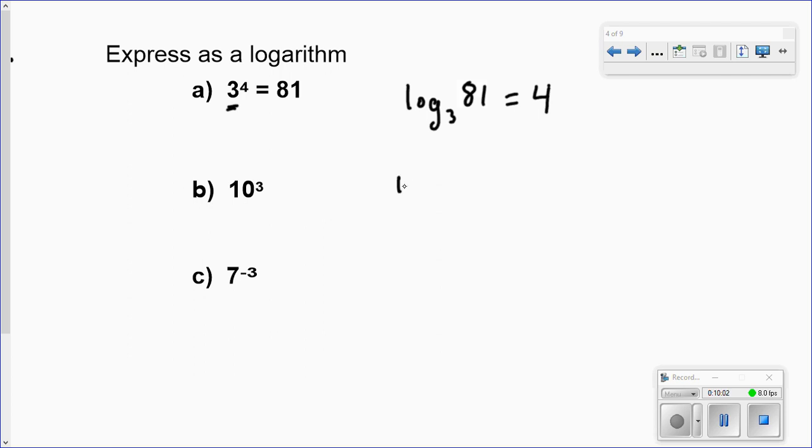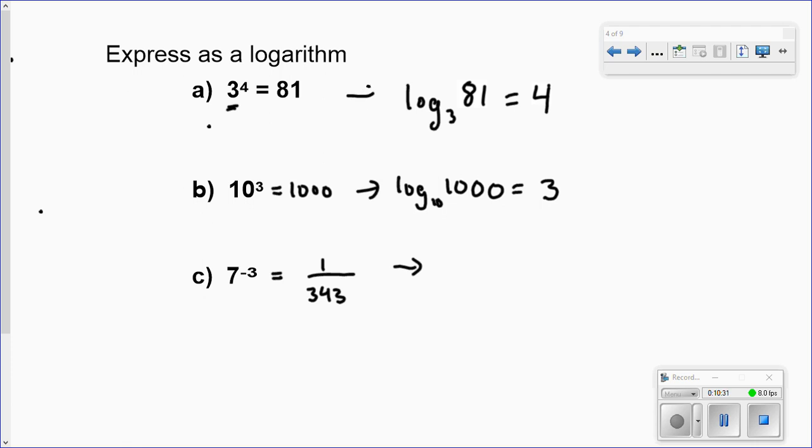So for this one, I write log, the base is 10. I need my answer here. That 10 to the power 3 would be, so I'll put my evaluated answer here, and my logarithm is equal to my power, or my exponent. For this one, I need to find my value here. I think that's 1 over 343. So as a logarithm, and I don't say these are equal, I write the log, my base is 7. I can write my evaluated answer, and I say that that's equal to -3.